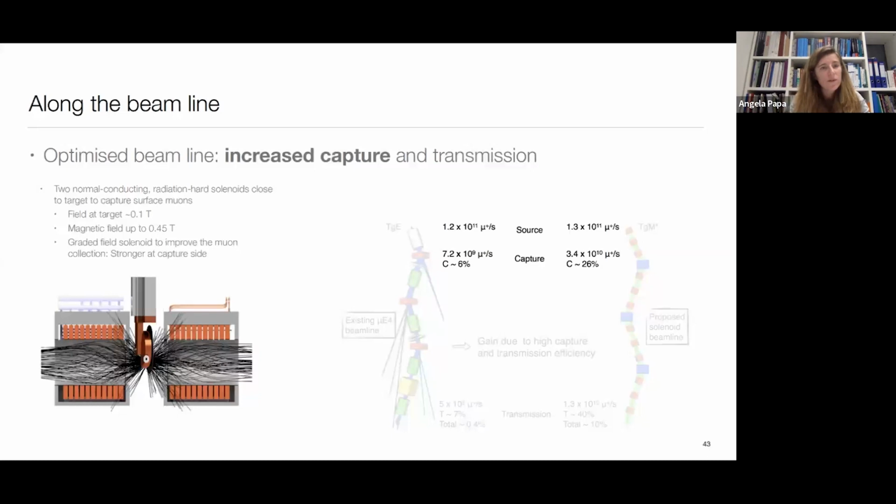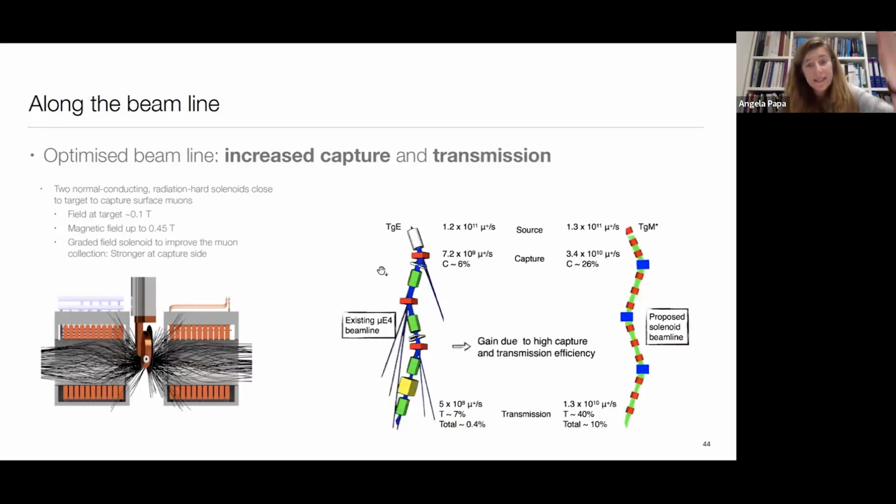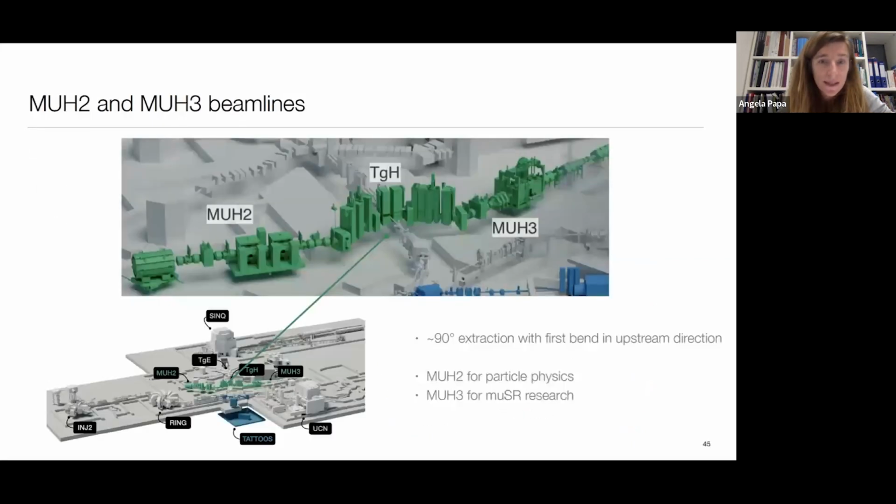The second point was to look at some improvement along the beamline, either increasing the capture, as is the case with the gradient field and the two solenoids near the target, and also improving the transmission. This is an example of a hybrid beamline as we have currently at PSI, and how it will look when we move to this high-intensity muon beam with a pure solenoid beamline, which allows us to compensate for quite an improvement of the transmission, ending up at 10^10 muons per second with respect to the 10^8 that we have right now.